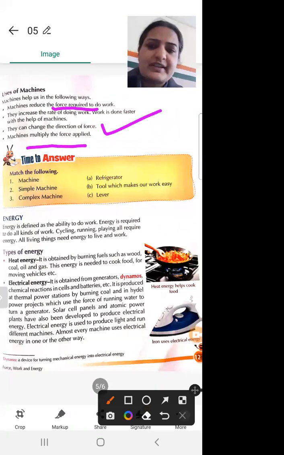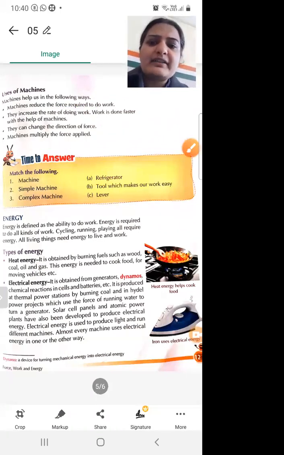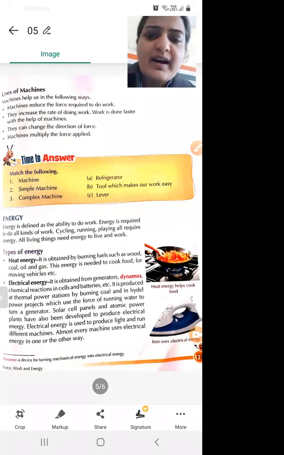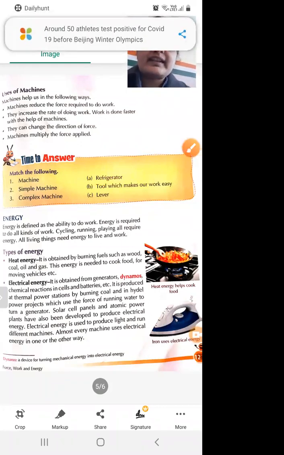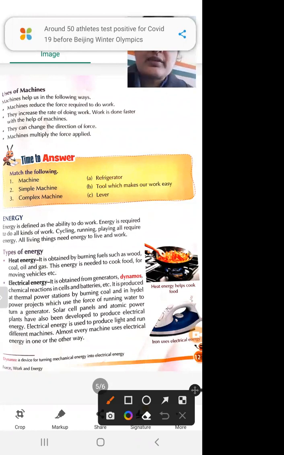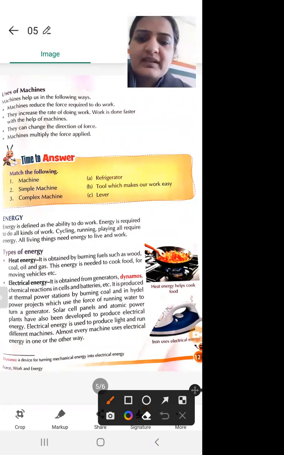So these are uses of machine. So what are the uses of machine? First, it can change the direction of force. It reduces the effort, and it reduces the force required to do work, and it can also change the direction of force. So you have to match the following.